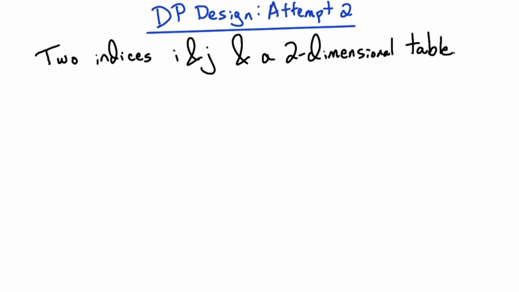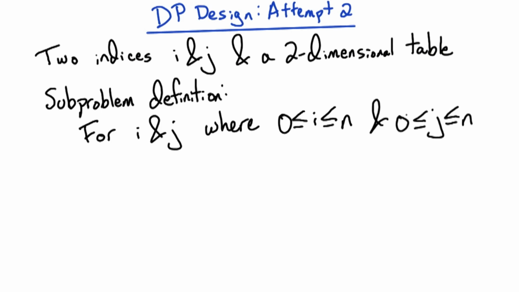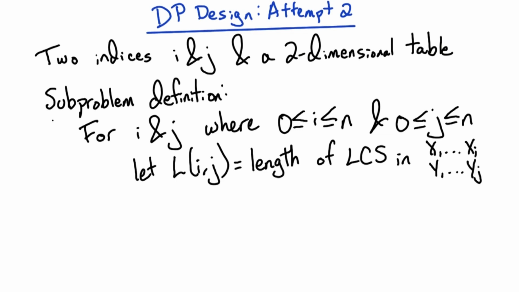So let's go ahead and formalize our subproblem definition. For indices i and j, where once again i varies between 0 and n, and similarly j varies between 0 and n, we're going to define the function L of i,j, which is the length of the longest common subsequence in the first i characters of x and the first j characters of y. The key is that x is a prefix of length i and y is a prefix of length j.